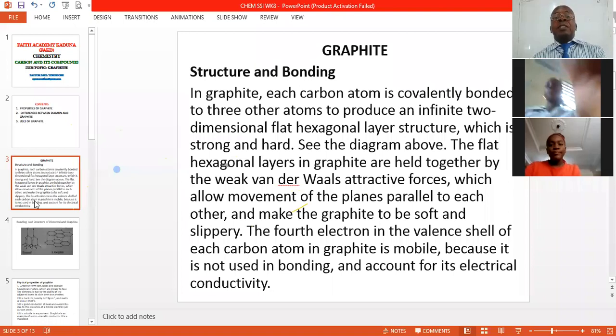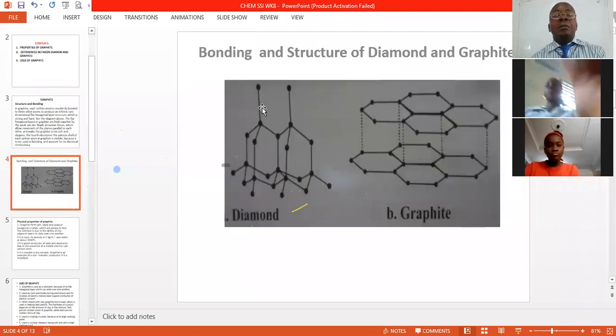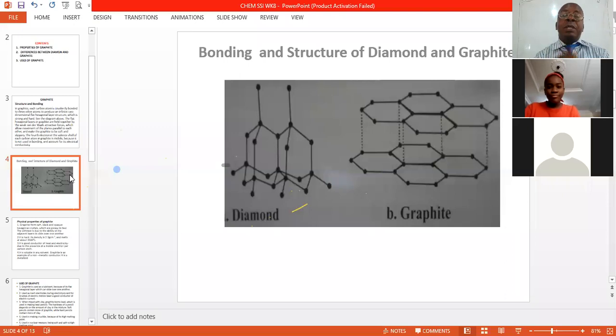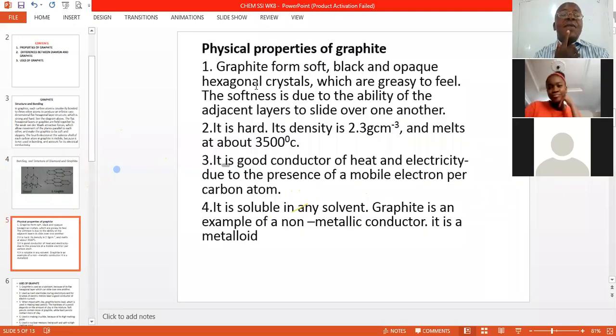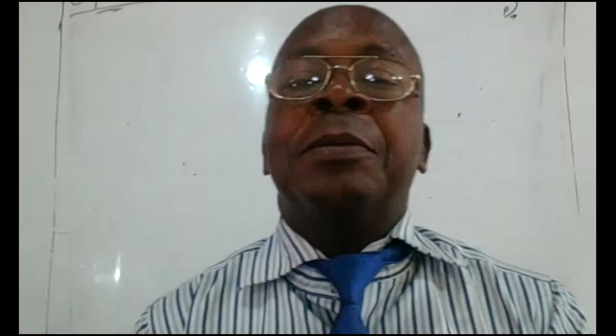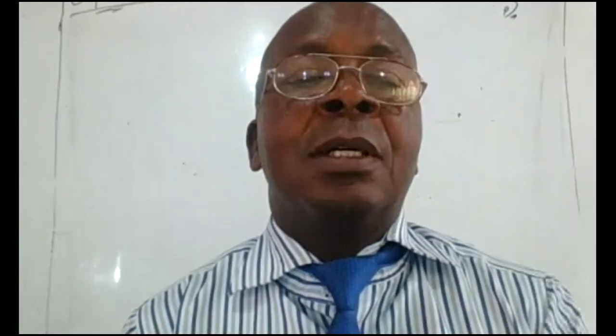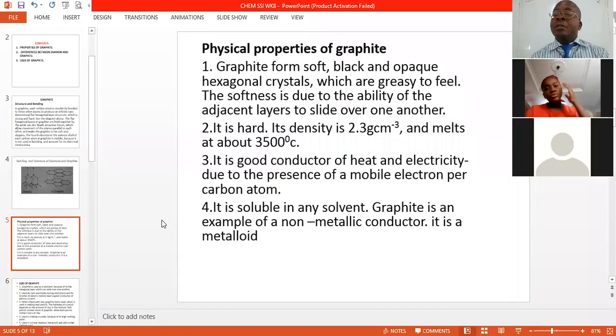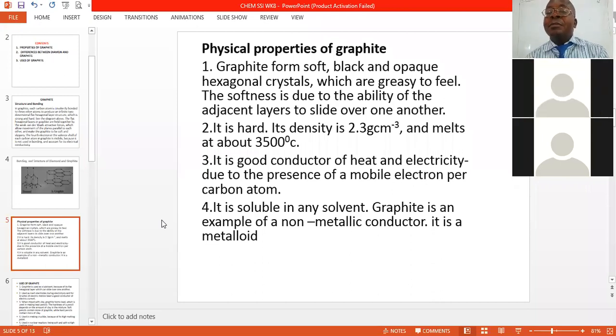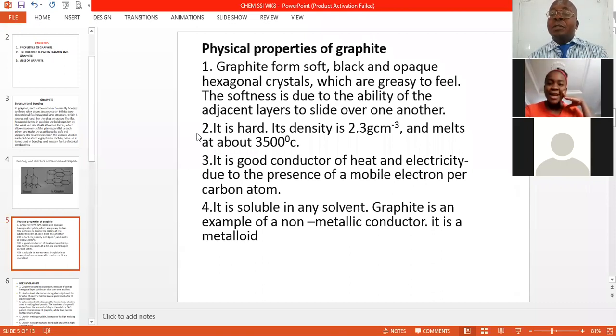So we look at the properties now of graphite. Okay. We look at the physical properties of graphite. Last week we talked about the properties of diamond. Can you mention any of those properties of diamond we mentioned last week? Sambo. Property of diamond. You have forgotten?